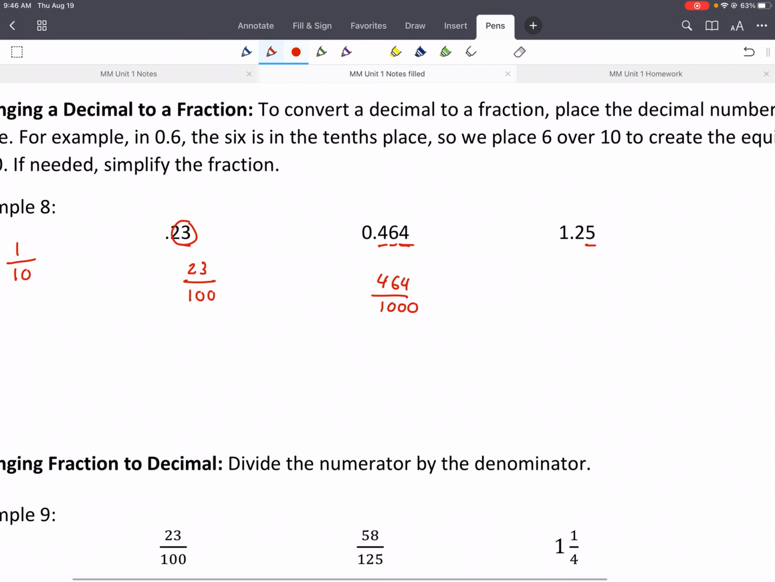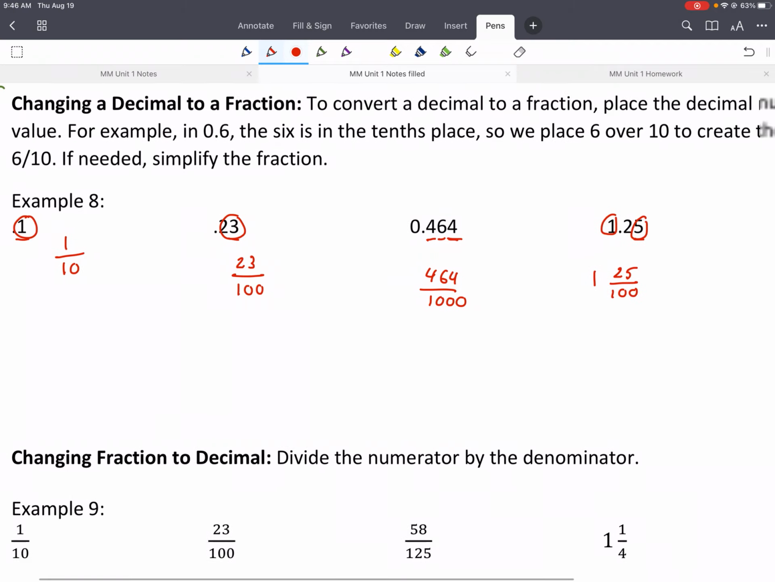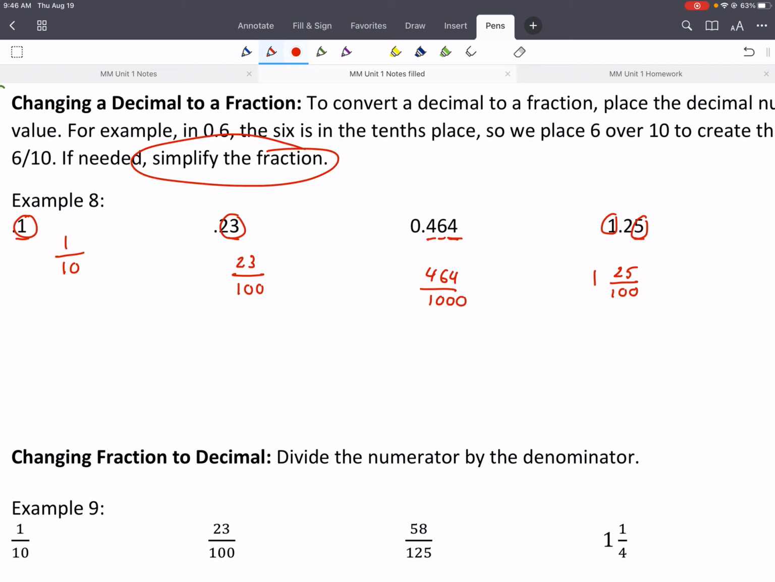All right, and then for the last one, if we have a whole number, we'll just write it out in the front, and then write the decimal as a fraction. So this is a hundredth place, so we'll do 25 out of 100. All right, and then it says, if needed, simplify your fraction. So this is another great reason to just use your calculator, because it oftentimes will reduce it for you. So these two are already reduced. The last two are not reduced.